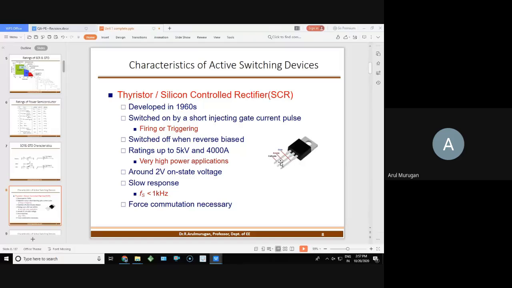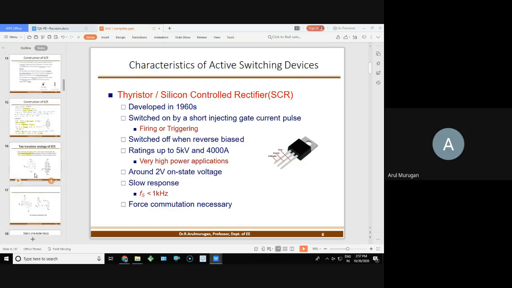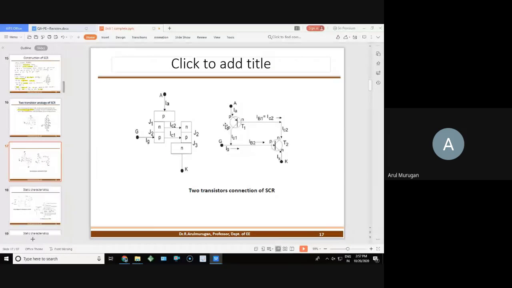As for the output, what are the 3 terminals? Only 3 terminals: cathode, anode, and gate. So refer to the data sheet to find out which one is the gate, which is the cathode, and which is the anode. Inside, it is a 2 transistor analogy. The base of the first is connected to the collector output of the second, and the base of the second is connected to the collector terminal of the first. That is the analogy from the construction point of view.